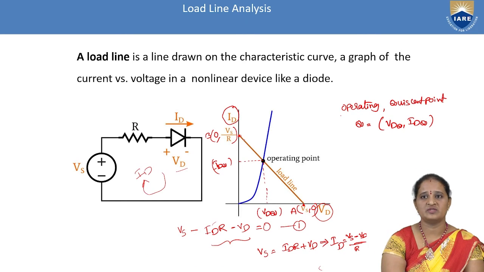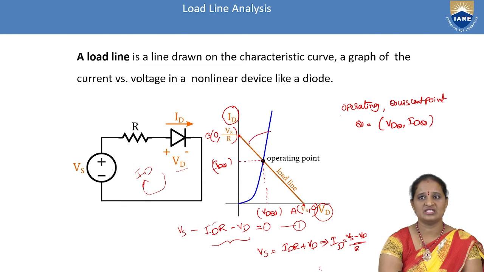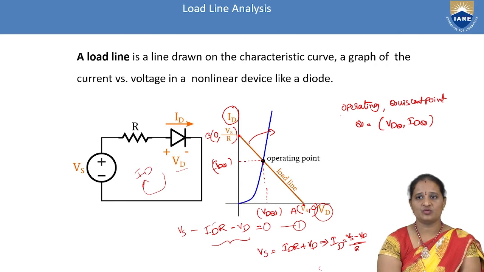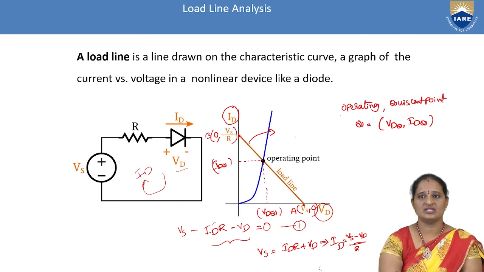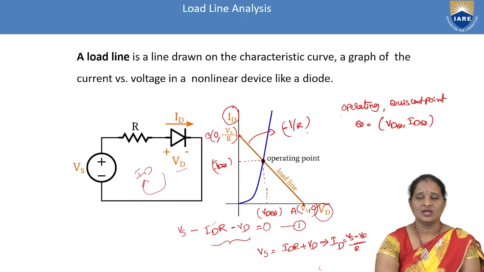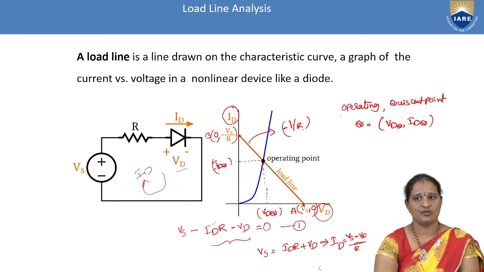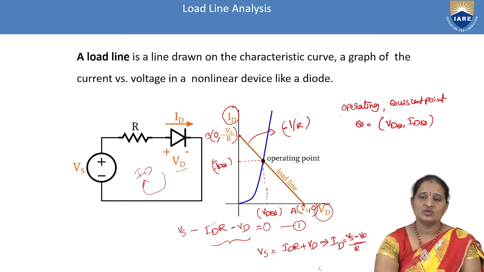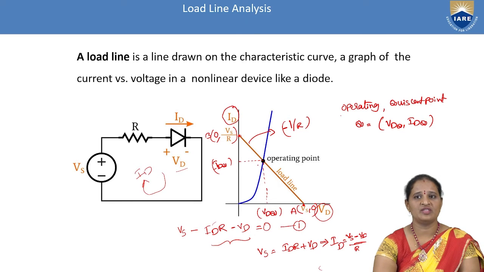Even if you observe the straight line which we have drawn, it also has a slope which is negative because it is decreasing. As the voltage is increasing, the current is decreasing. That means we have a negative slope, and the slope of that line is minus 1 by R. Here, as the slope is a function of the load resistor, if there is any change in the load value, definitely there will be a shift in the load line, and hence there will be a shift in the operating point.